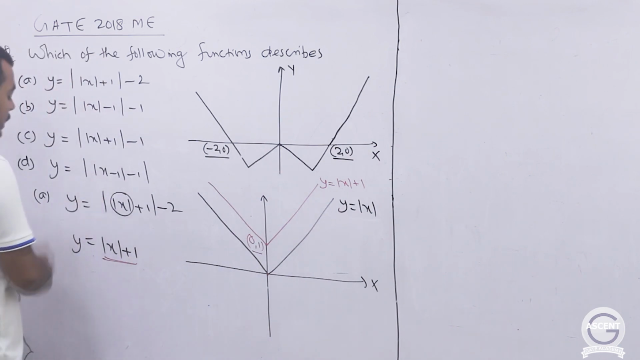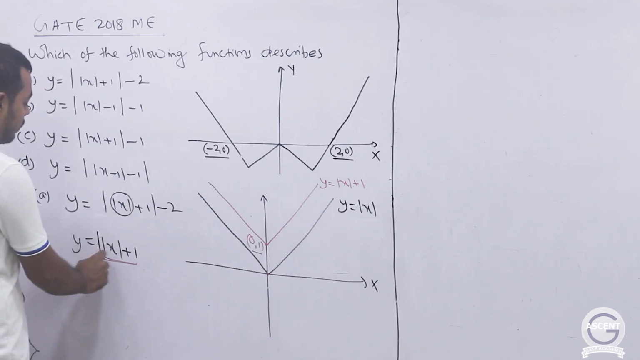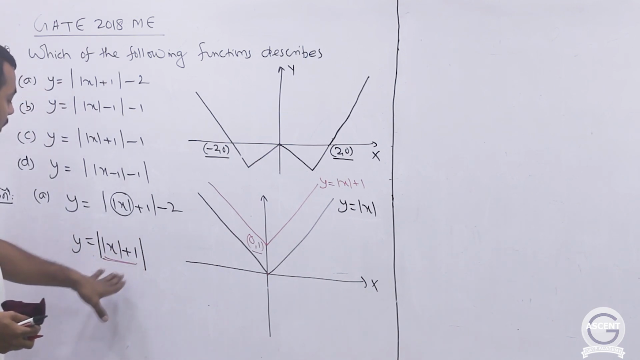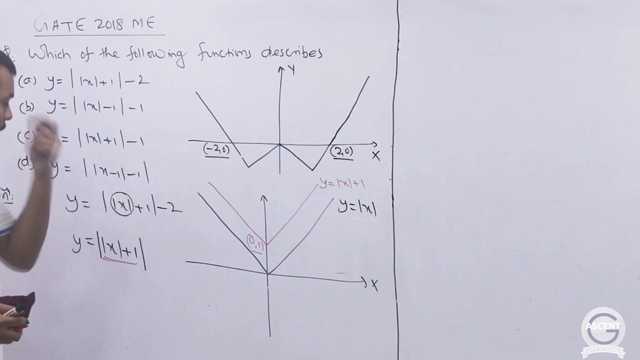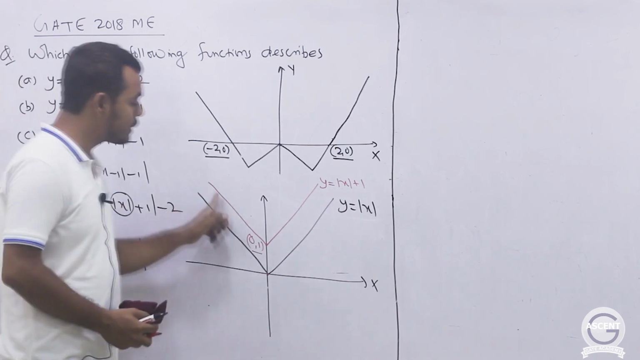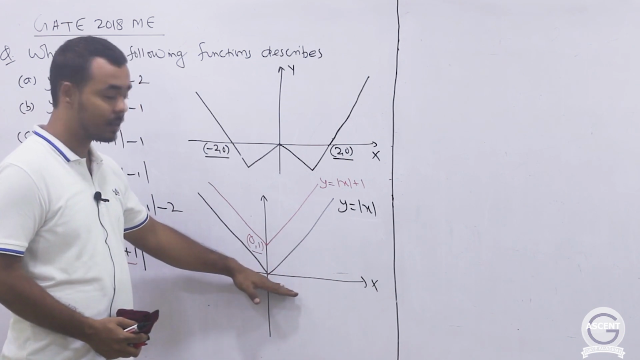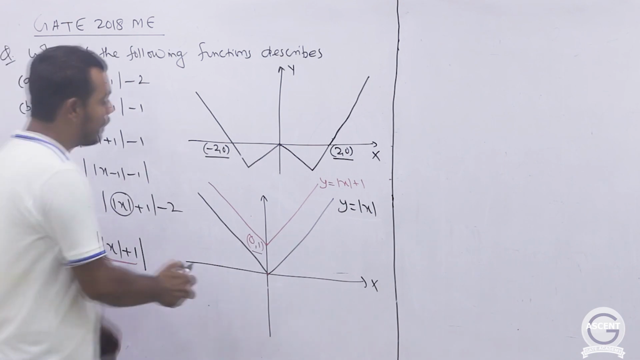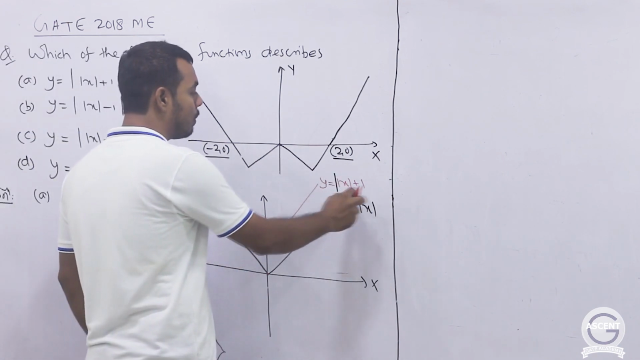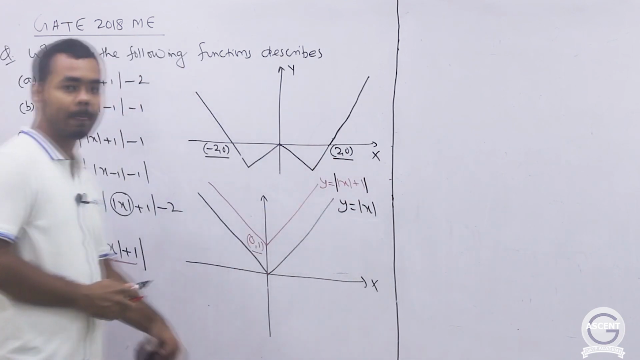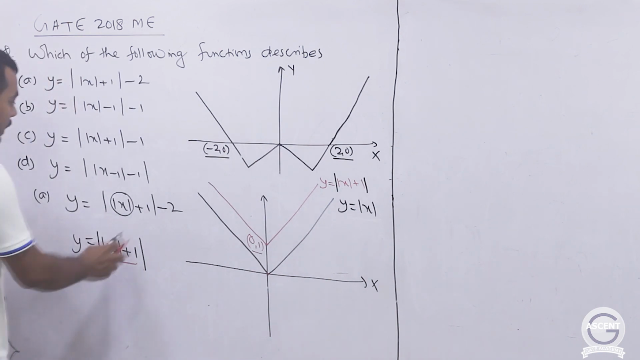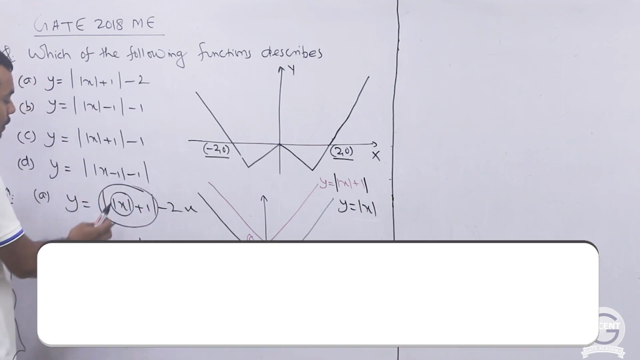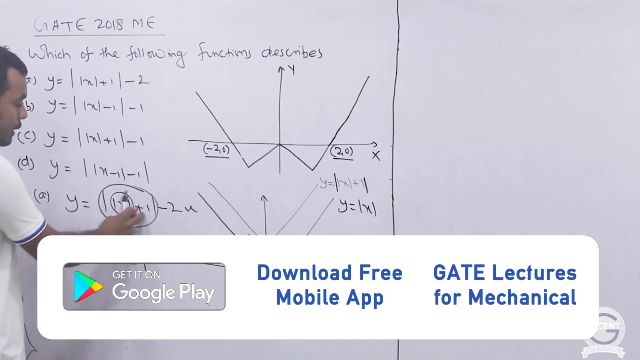Now we have to take the mod of this function. We have learned how to take the modulus of any function: erase the portion of the graph which is below the x-axis. Now you can see that this graph is completely above the x-axis, so we don't have to make any change here. This graph is also the graph of y equals mod of mod x plus 1. Now we need to draw the graph of the final function.